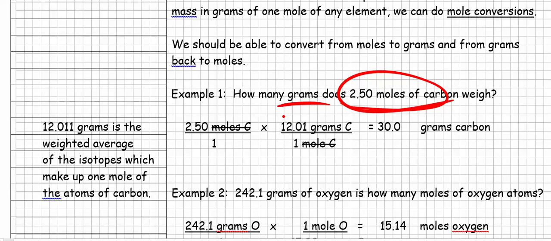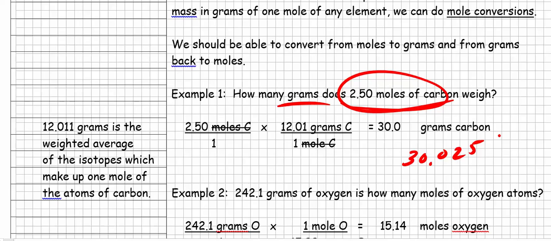And by the way, make sure you're doing this along with me and not just copying. Get a calculator and do this with me, 2.50 times 12.01, and here's what I get. I get 30.025. I'm going to write that number right here, 30.025. So if that's the case, why did I write 30.0?